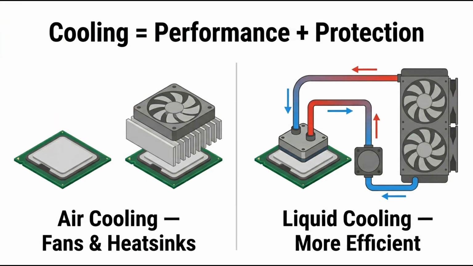All that processing generates a lot of heat. If a CPU overheats, it slows itself down, or worse, shuts off entirely to protect itself. That's why cooling matters. You've got air cooling, fans and heat sinks that pull heat away, and liquid cooling, which uses water loops to transfer heat more efficiently. Keeping your CPU cool means keeping it fast.